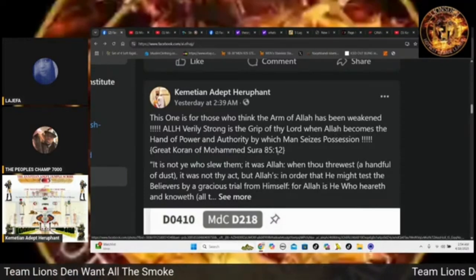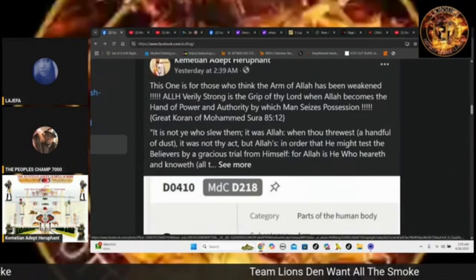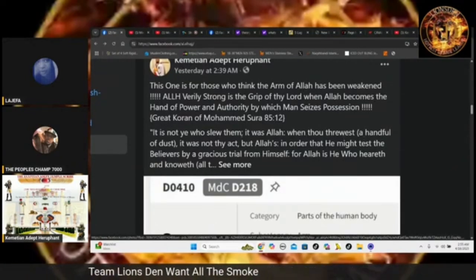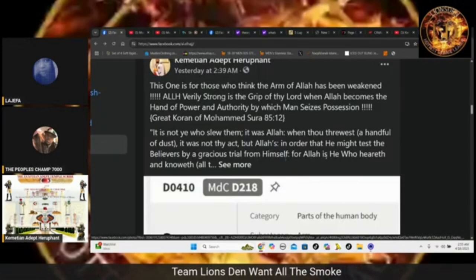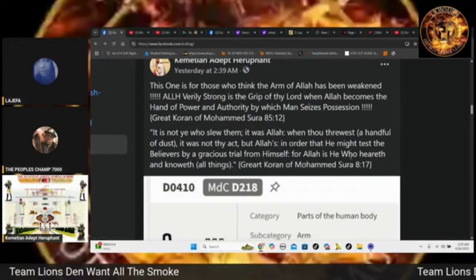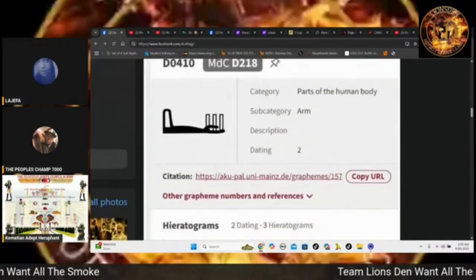So I was quoting the Quran, you know, 85:12. Then it says, here's another quote. "It is not ye who slew them. It was Allah when thou threw a handful of dust. It was not thy act, but Allah's, in order that he might test the believers by a gracious trial from himself. For Allah is he who heareth and knoweth all things." That's quoting from the Quran, Surah 8:17.